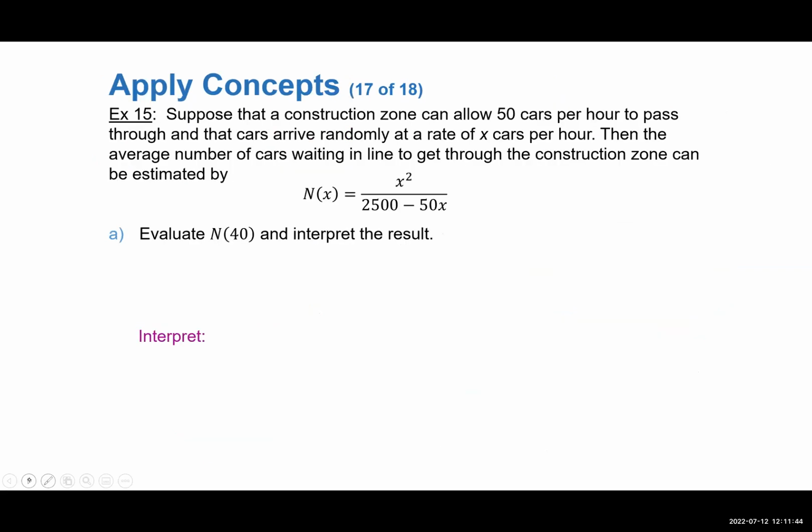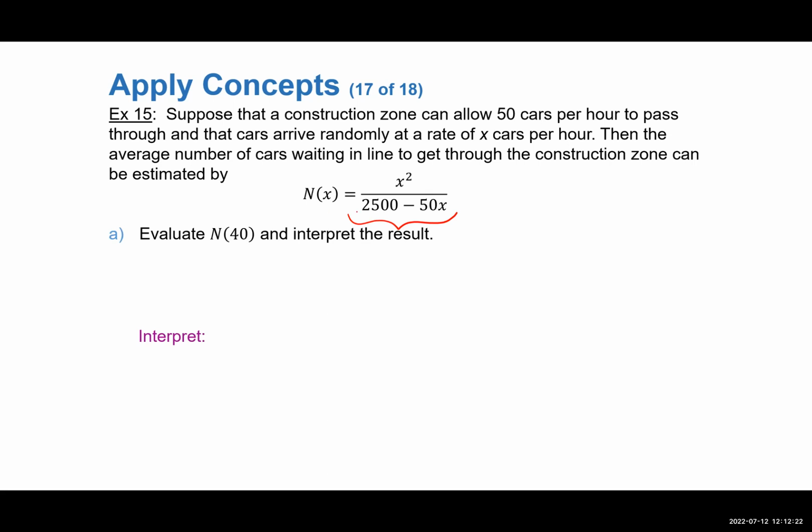All right, this last example is an actual application example. So let's go through it kind of slow. Suppose that a construction zone can allow 50 cars per hour to pass through, and that the cars arrive randomly at the rate of x cars per hour. So the construction zone can only allow 50 cars per hour to pass, and they're arriving at random times. So you don't know when they're going to come, but you just know every hour you can only allow 50 cars. Then the average number of cars waiting in line is given by this rational equation.